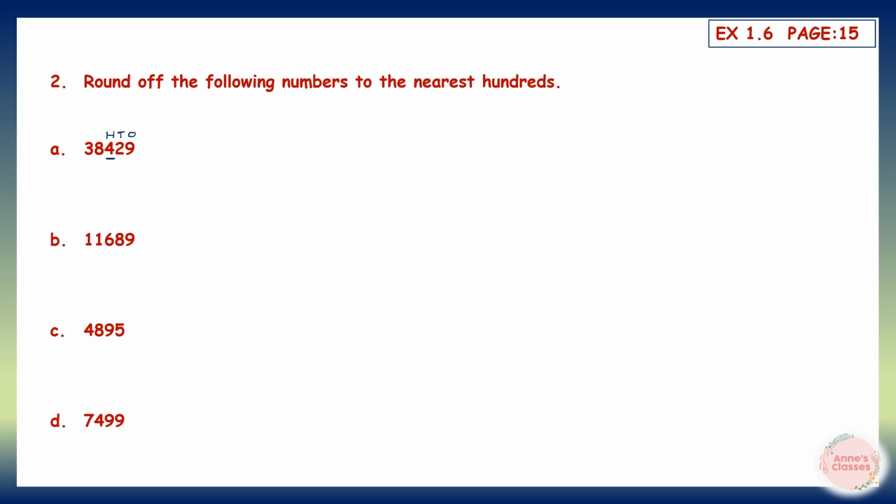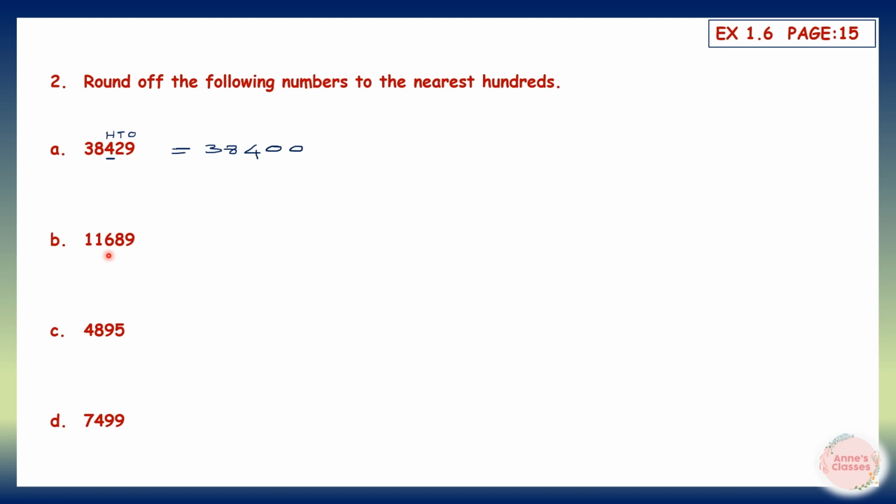And all the digits to the right of the underlined digit will become zeros. So let's see, on the left it will remain the same. So 3 and 8 will remain the same. 4 is going to be the same because to the right of 4 we have a number which is less than 5. Now these two digits which are on the right of 4 will now become two zeros. So what is our answer? 38,400. 38,429 has been rounded off to 38,400.